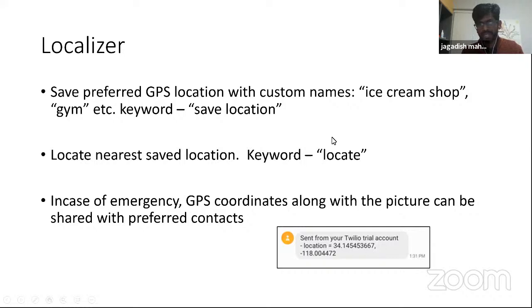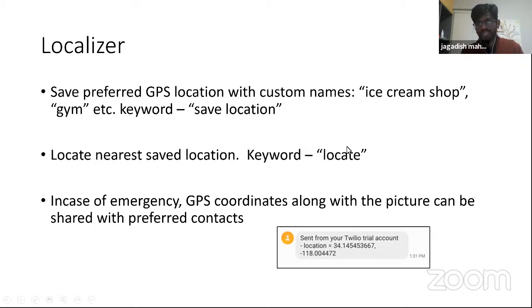The keyword here is locate. When the user activates the system with the keyword locate, the system will respond asking for the coordinate name to be saved, and the system can then listen to the name of the location and save the name along with the GPS coordinates. So in case of emergencies, if the user feels lost, the user can request the system using the keyword locate. To save the locations, the keyword is save location.